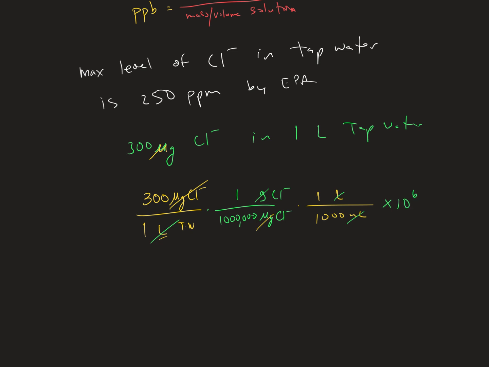Times by a million. So for parts per billion, you always want the volume in milliliters, not liters. If you're doing mass per volume, and this is mass to volume percent, parts per billion, mass in grams, volume in milliliters. Or what's even better is mass to mass and volume to volume.